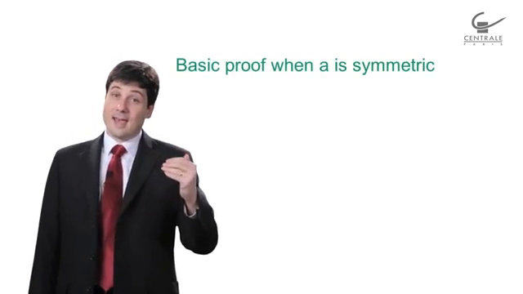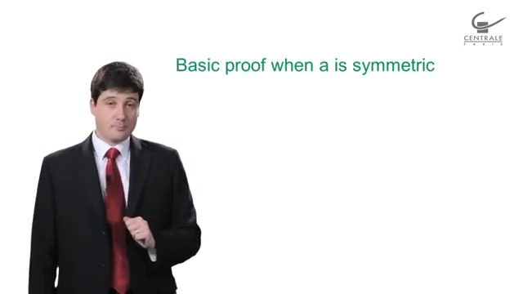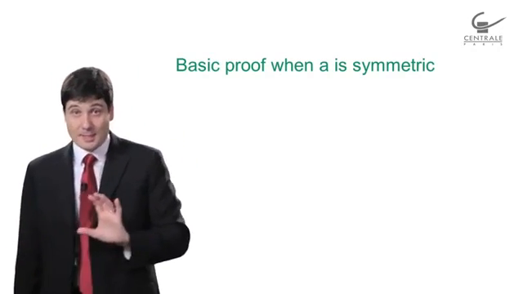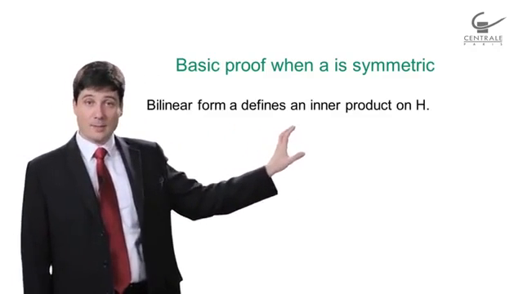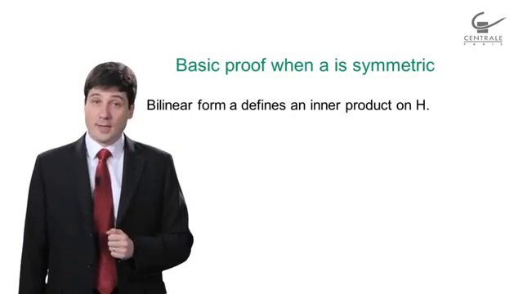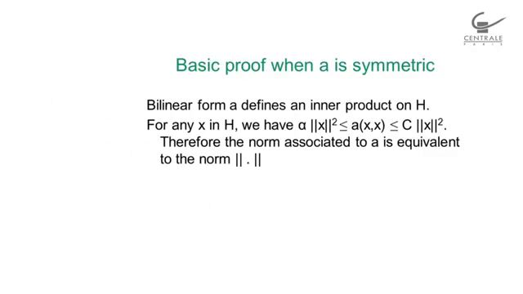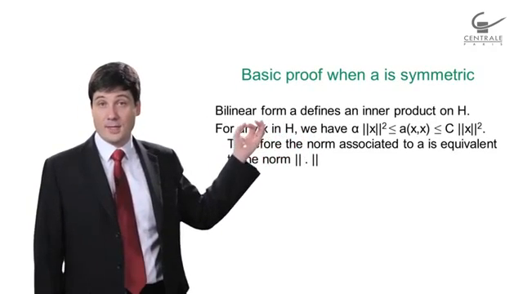Now, if the bilinear form A was symmetric, which doesn't have to be the case, by the way, but if it was, then we would have a very simple proof of the Lax-Milgram lemma, because the bilinear form defines an inner product on H. Now, for any x in H, we would have alpha times the norm of x squared smaller than A(x,x), smaller than c times the norm of x squared.